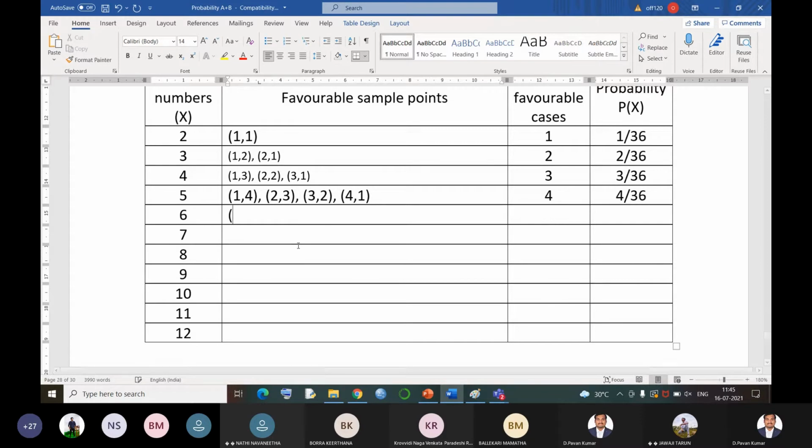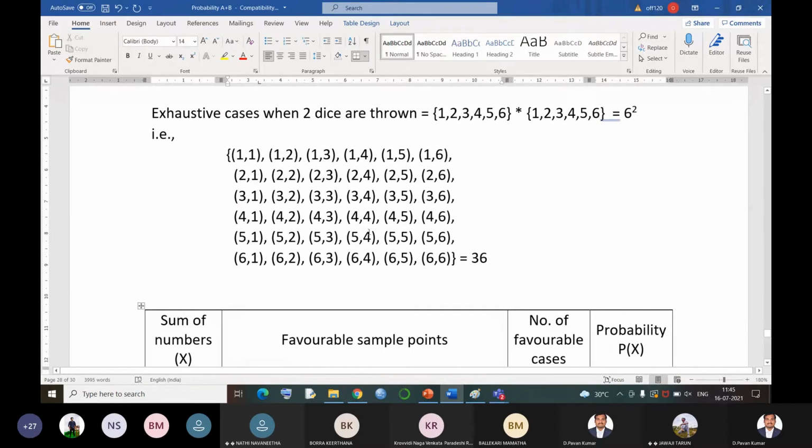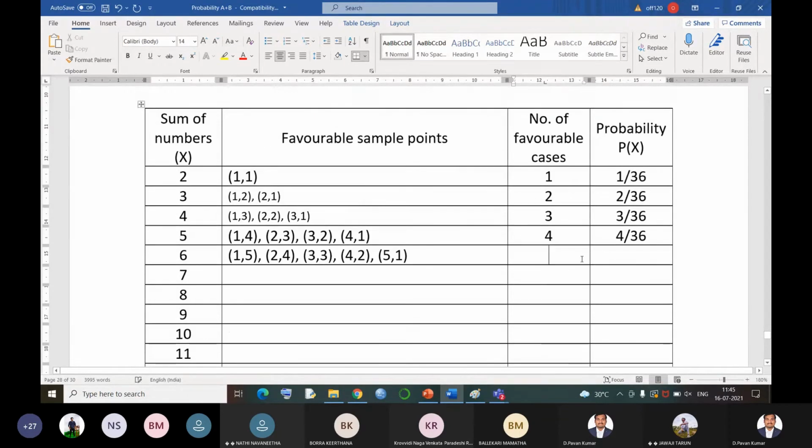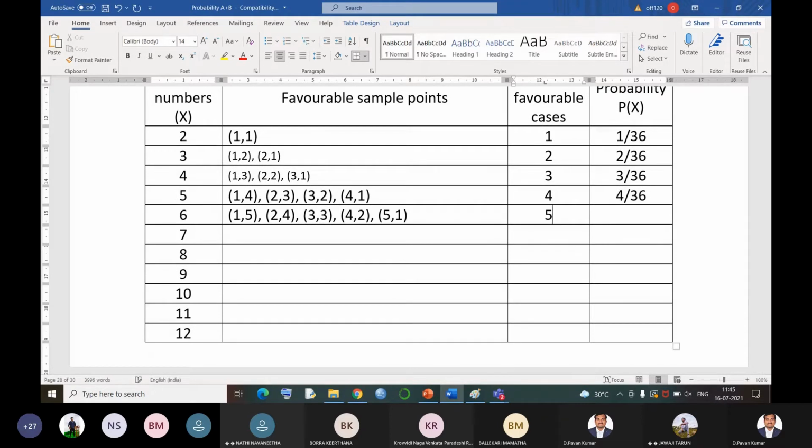Next, for the combinations of 6, we have 1 comma 5, next 2 comma 4, 3 comma 3, 4 comma 2, and the last one is 5 comma 1. That is how we get the sum as 6 out of these 36 outcomes. So now the total number of favorable cases is 5. So the probability of getting sum 6 is 5 by 36.